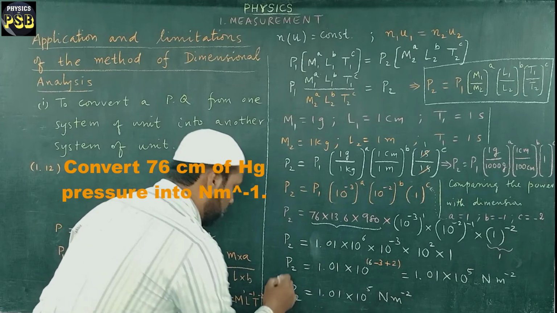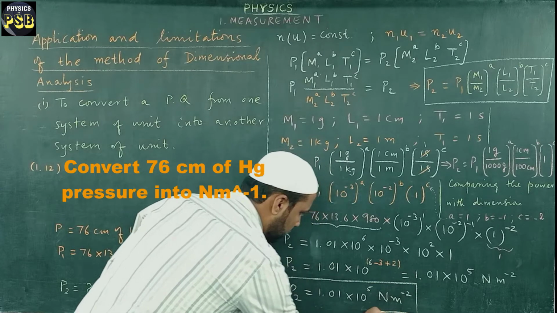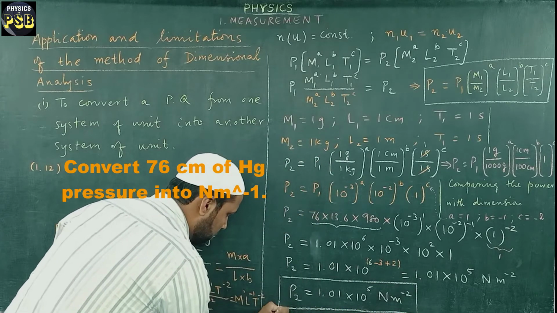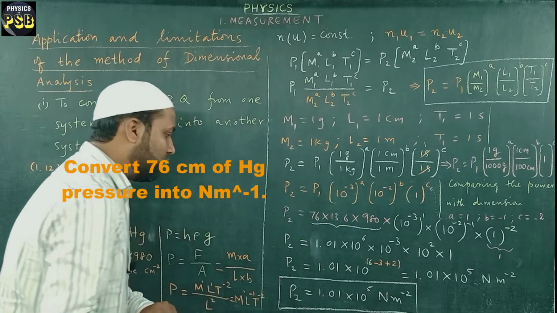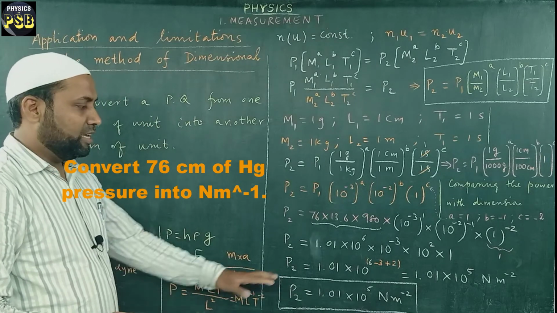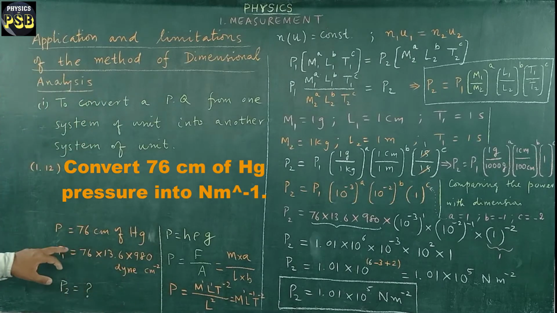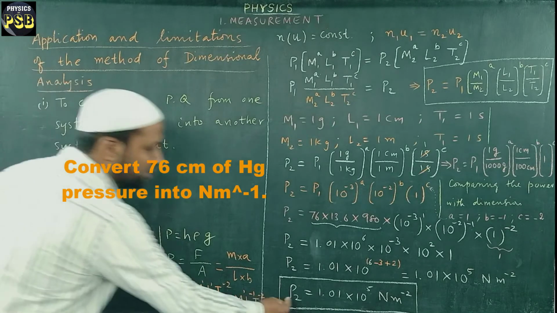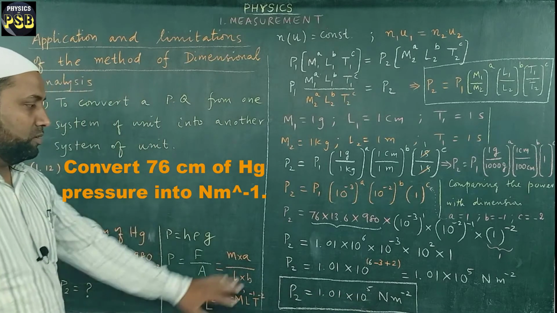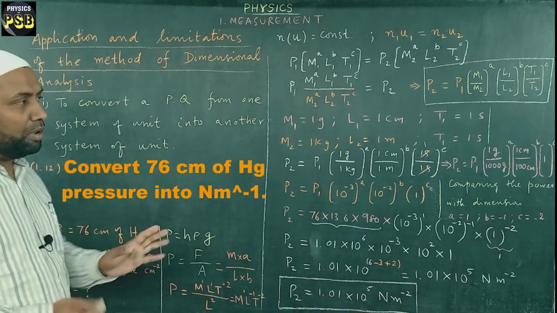So here I box this. This is the final expression which gives us the value of pressure in the SI system of unit. Okay, so we have converted this value which is given in the CGS system into this value in the SI system. I hope I have been understood.